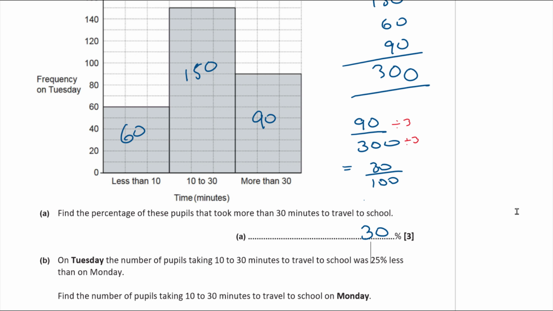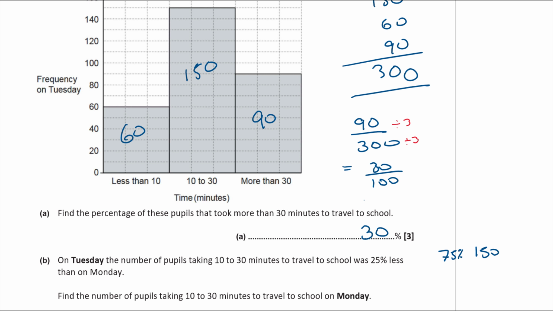Part B says, on Tuesday, the number of pupils taking 10 to 30 minutes to travel to school was 25% less than Monday. Find the number of pupils taking 10 to 30 minutes to travel to school on Monday. Right, so we know there are 150 students who went to school on Tuesday taking 10 to 30 minutes. And if that's 25% less than Monday, that must be 75% of Monday's score, mustn't it? Because if we had Monday's score and reduced it by 25% and we've got Tuesday's score, then that is 75% of Monday's score.